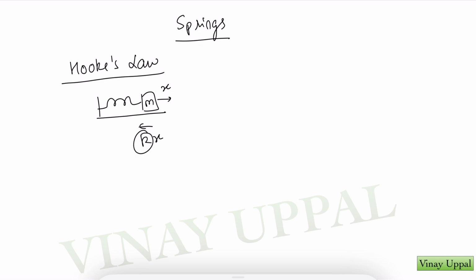Now this K, which is called the spring constant, and the natural length of the spring have a relation. So natural length is the length where there is no extension or compression. There is no force in the spring. The spring force is 0. So for a given material, the spring constant is inversely proportional to the natural length.